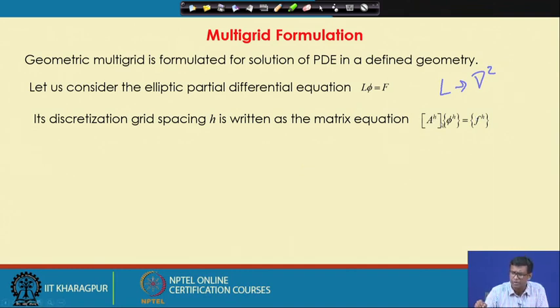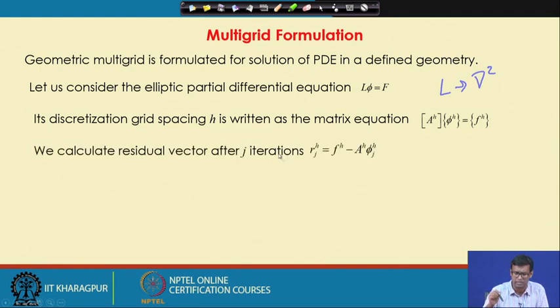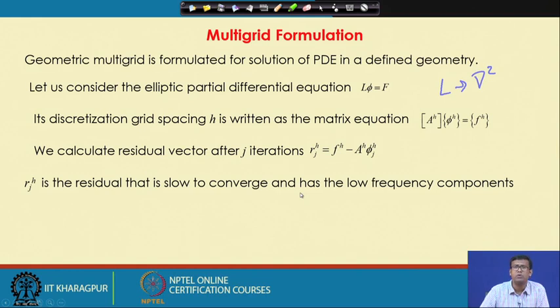But for one particular grid spacing, let this be the matrix equation which we try to solve using the multigrid method. We will calculate the residual vector after, say, the jth iteration: the residual vector is R_j^H = b^H minus A^H phi_j. This residual is slow to converge. If I try to get the residual to be 0 by something like a Jacobi or a conjugate gradient method, it is slow to converge because it has low frequency, high wavelength components.